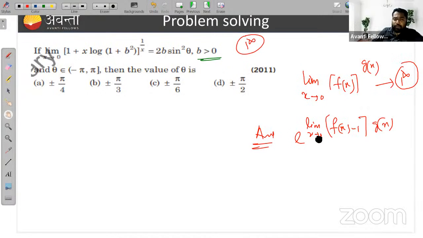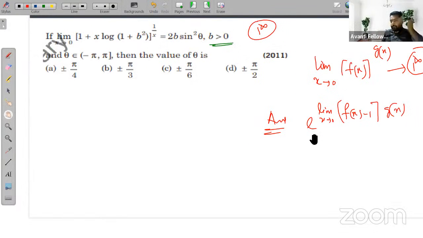So let's discuss the solution here. We know the given question is in the form of 1 to the power infinity, so let's use the formula here. So this will be e raised to, what is f of x.